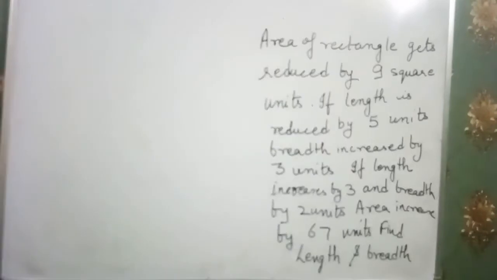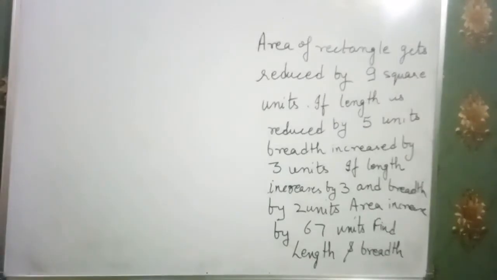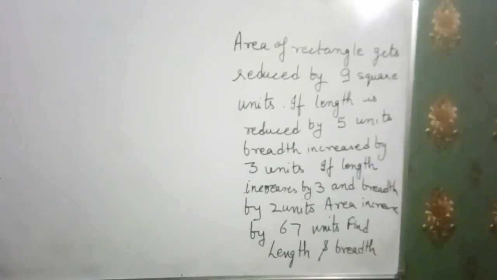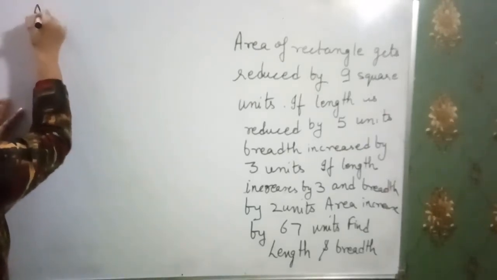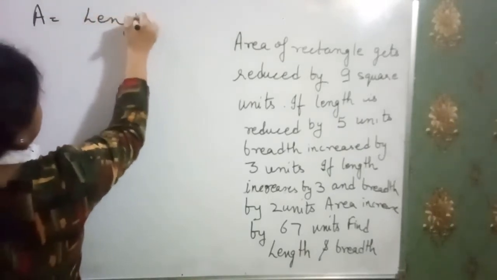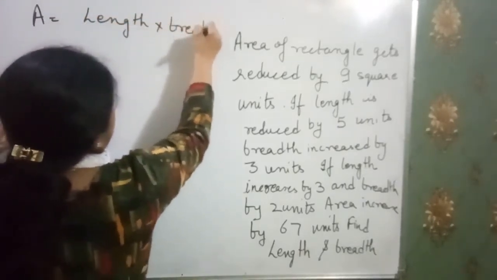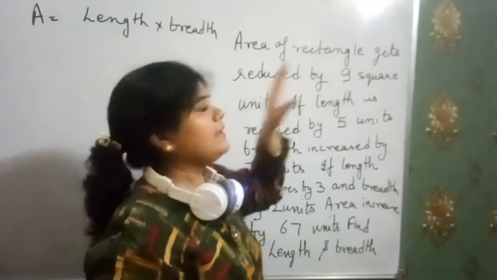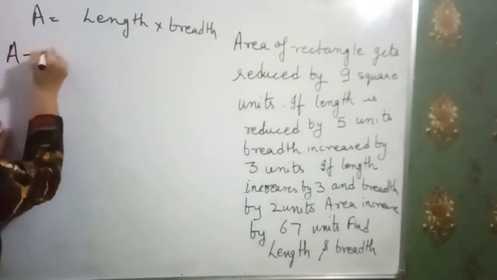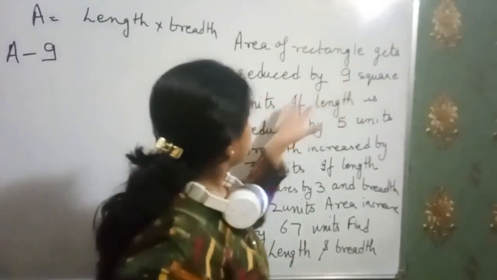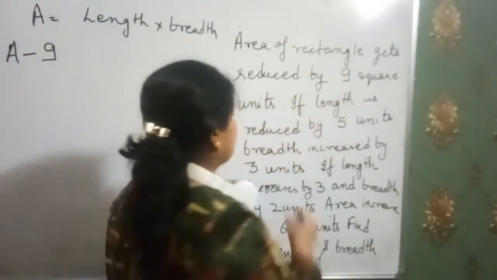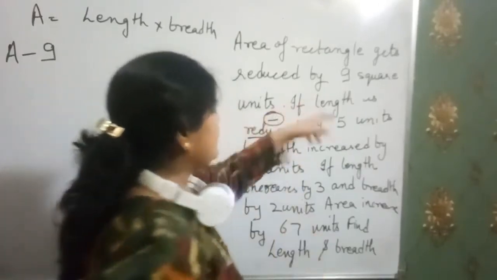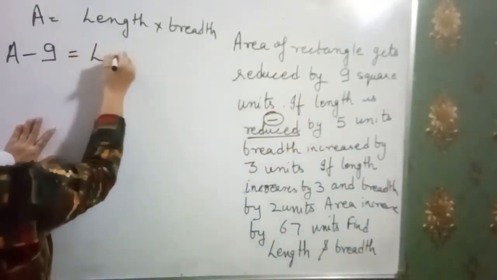Now this word problem is related with the area of the rectangle. Firstly, we should know the formula. So area of rectangle is equal to length into breadth. Now the area of the rectangle gets reduced by 9. That means area is reduced by 9, if length is reduced by 5. Reduce means minus. Length is reduced by 5, that is length minus 5.